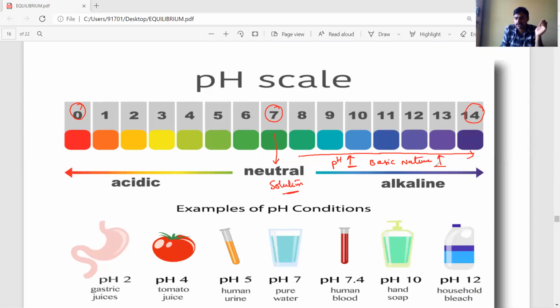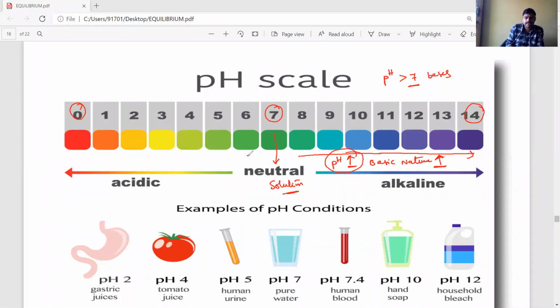Basic nature increases. You have to remember this point, because after that we need to discuss dilution of a basic solution and how the pH will change, dilution of an acidic solution and how the pH will change, and what the final pH value formulas are. So if the pH value increases, basic nature increases, because the pH value for bases is more than 7. If pH is more than 7, then they are bases. If pH is more than 7, meaning 8, 9, 10, 11, then basic nature increases.